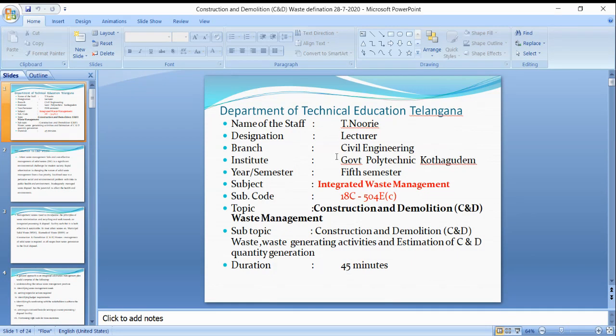My subject is integrated waste management. Today we are going to deal with the fifth chapter, construction and demolition waste management. In this we are going to discuss the definition of construction and demolition, how the waste is generated, and also how we will estimate the construction and demolition waste generation quantity. So this is today's topic.